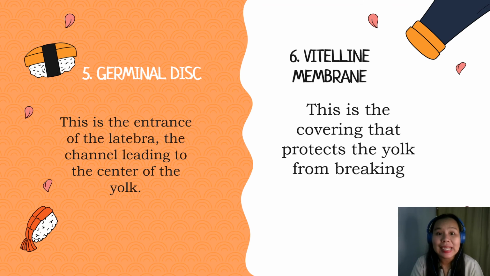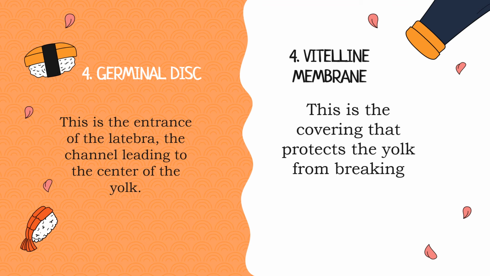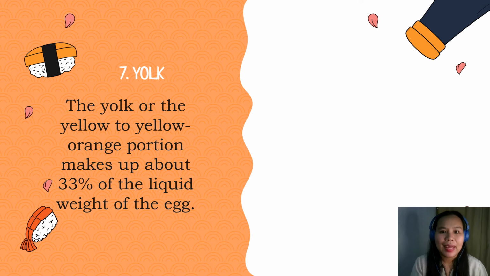Next, we have the vitelline membrane. This is the covering that protects the yolk from breaking. Lastly, we have the egg yolk. The yolk, or the yellow to yellow-orange portion, makes up about 33% of the liquid weight of an egg.